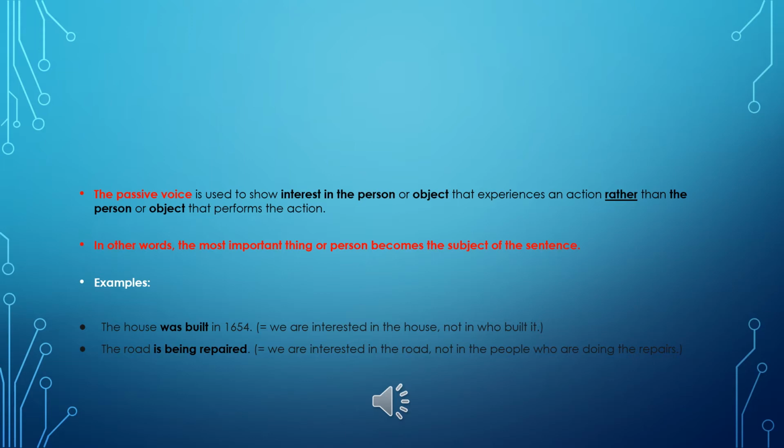For example, the house was built in 1654. What does it mean? It means we are more interested in the house and we are not interested in who built it. Another example, the road is being repaired. Again, we are here interested in the road, not the people who are doing the repairs.